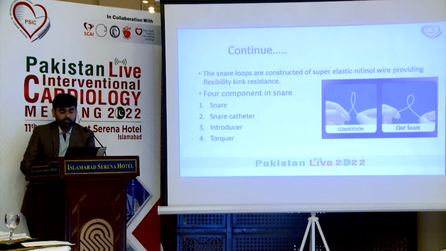Snare loops are constructed of super elastic nitinol wire providing flexibility and kink resistance. इसके 4 components हैं, एक snare, snare catheter, introducer and torquer.